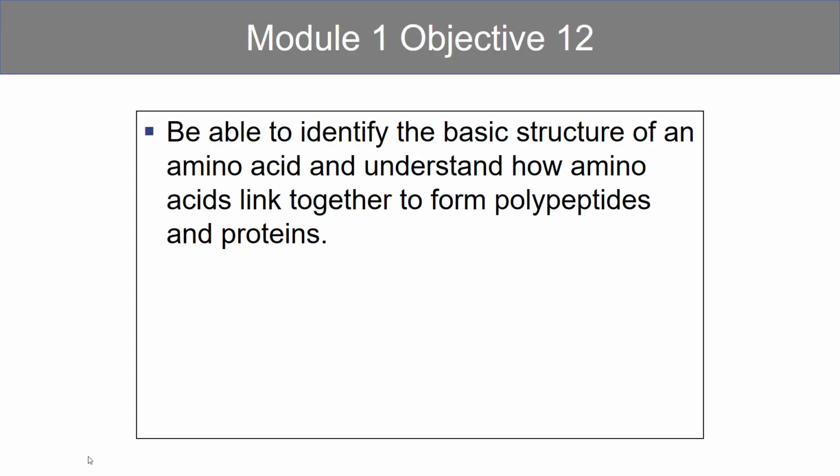Module 1, Objective 12: be able to identify the basic structure of an amino acid and understand how amino acids link together to form polypeptides in proteins.